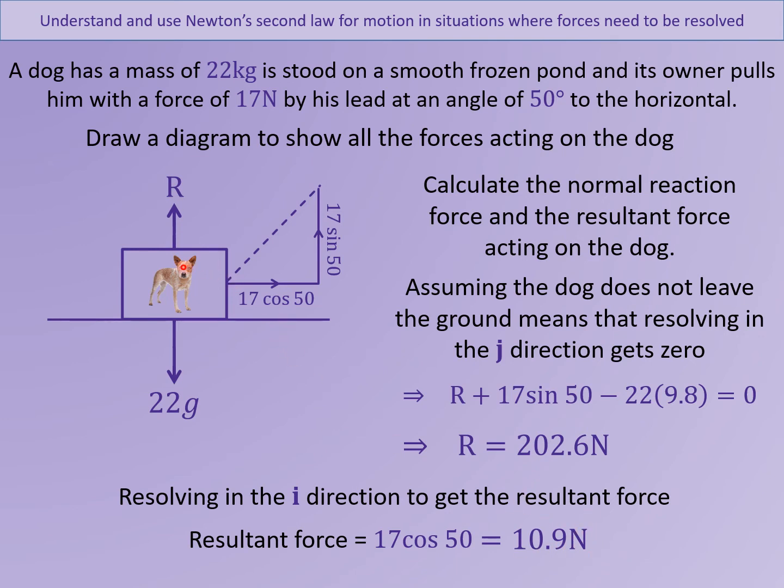So a force of 10.9 newtons in that direction just there. Okay, and you can go on and you can work out its acceleration if you wanted to, because you could use F equals ma. Now you've got a force and you've got a mass. You could actually work out the acceleration of the dog in that direction if you were required.